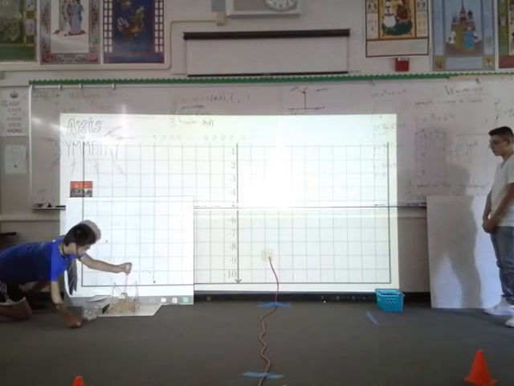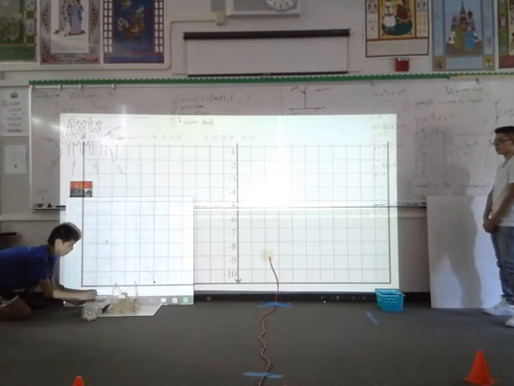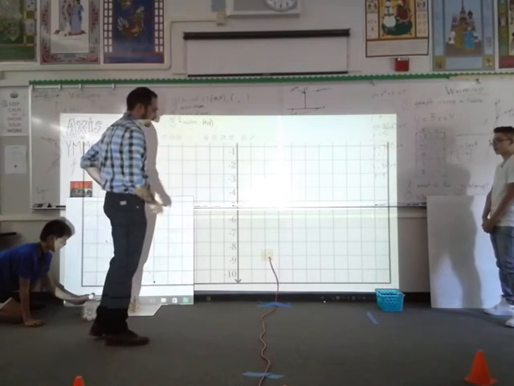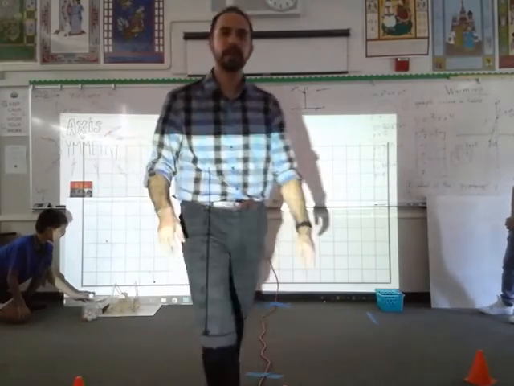So just before we start, in your group, decide who's going to look for what. We're looking for the x-intercepts, where it crosses this x-axis.